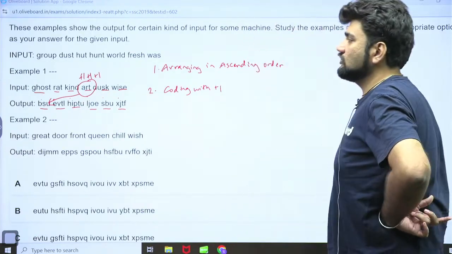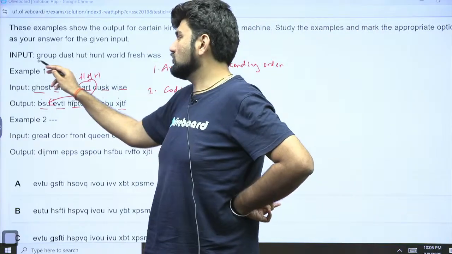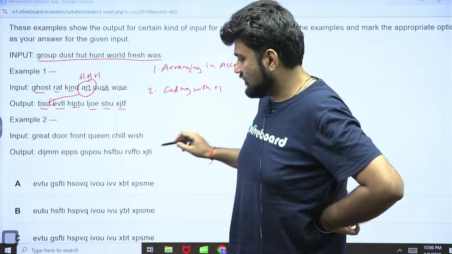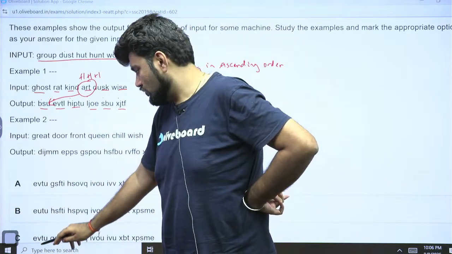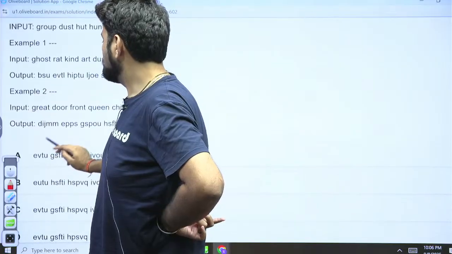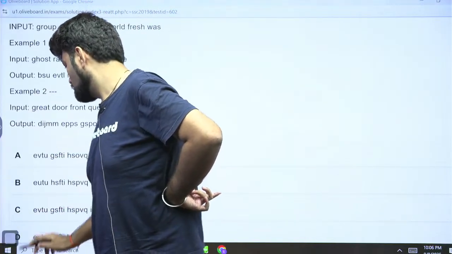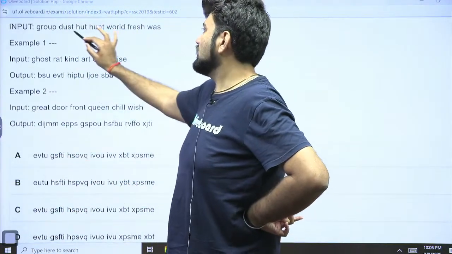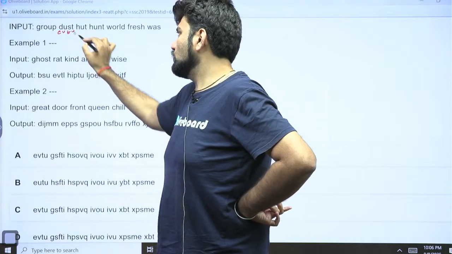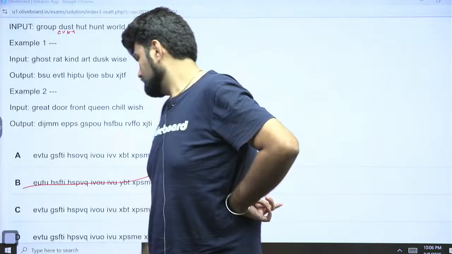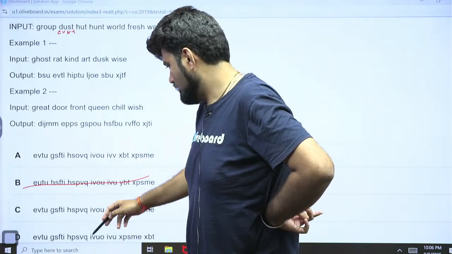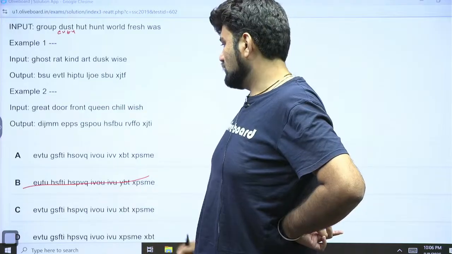Now this is the input. You need to find out the output for it. The smallest word here is going to be dusk, starting with D. So just increase that and look at the options. Option 1 is EVTU, for dusk it is EVTU. So this is gone. Second is GSTFI. Third is HSOVQ, HPSVQ. This will decide for us.